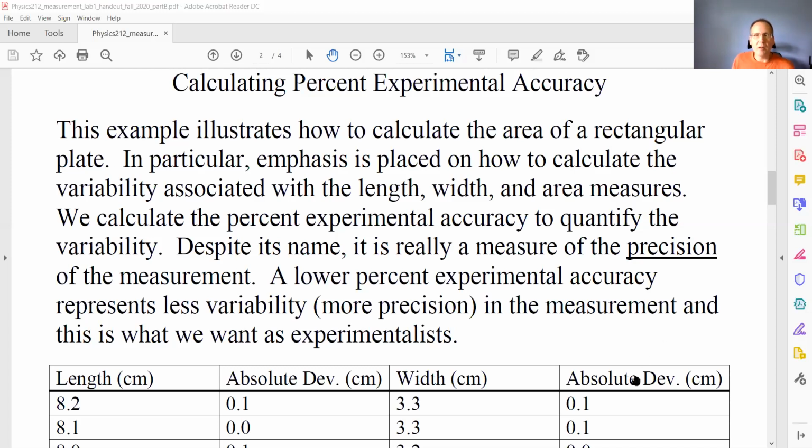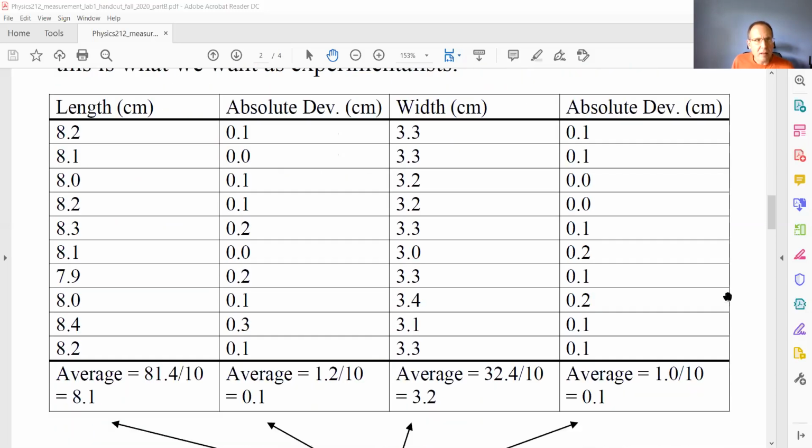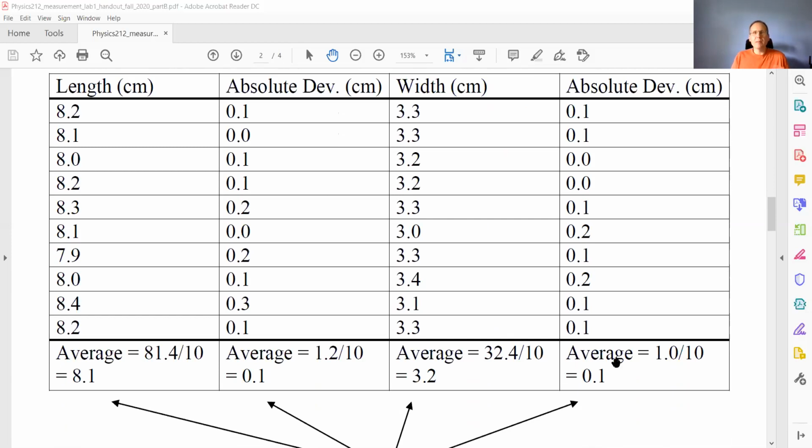So in this example, I'll do this on the iPad so I can work it out bit by bit. But let me explain the example first. So I want to measure the area of some large rectangular plate or something. And I take 10 measurements of the length and 10 measurements of the width, okay? And you can see there's some variability here, right? These aren't all the same. There's some variability in the length measurements. There's some variability in the width measurements.